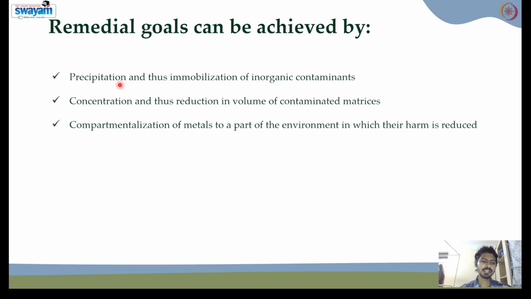And second, we will be concentrating them. By concentrating them, we can achieve a reduction in the volume of the contaminated matrix. That is, we are gathering all the dirt into one spot. The microorganism will concentrate the toxic metal into a smaller volume. So this reduces the volume of the contaminated area, making it easier for us to handle, treat and safely dispose of these hazardous contaminants. And third is compartmentalization of these metals.